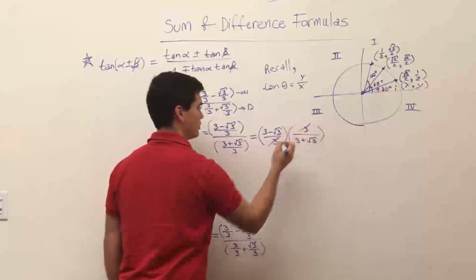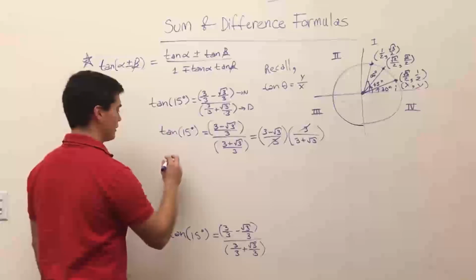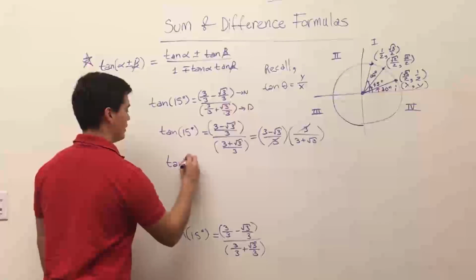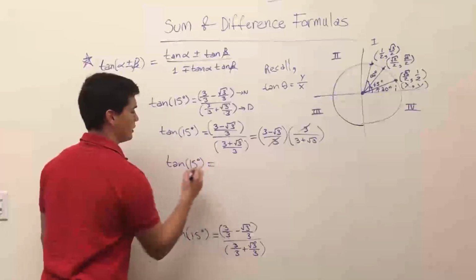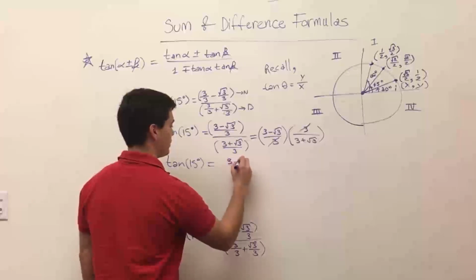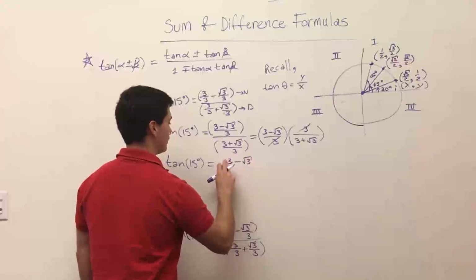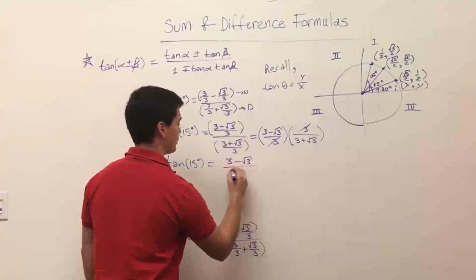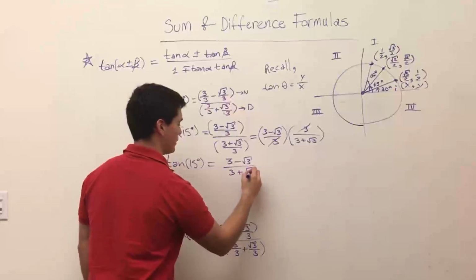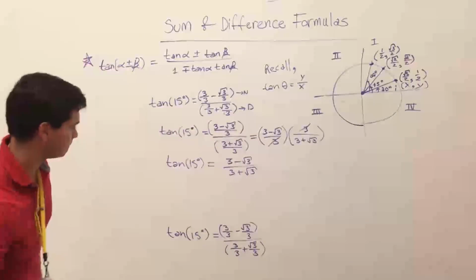And now again, it simplifies because these two cancel to 1, and I am left with the tangent of 15 degrees is equal to 3 minus square root of 3 over 3 plus square root of 3. Okay?